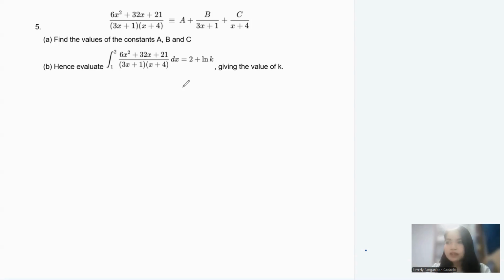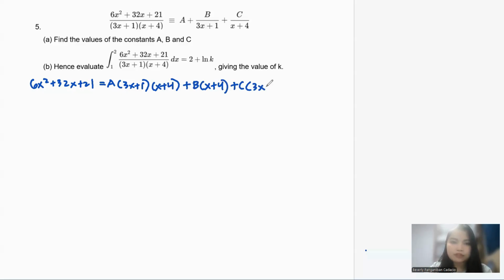Okay, the best or the easiest method, or what I can suggest here, is to do a combination of substitution for B and C, and then you just need to compare the coefficients for A. So let's do that one. I'm going to have 6x squared plus 32x plus 21. The format is given. I will just multiply my A to my 3x plus 1 and x plus 4. Plus, B is also multiplied by x plus 4, and C will be multiplied by 3x plus 1.